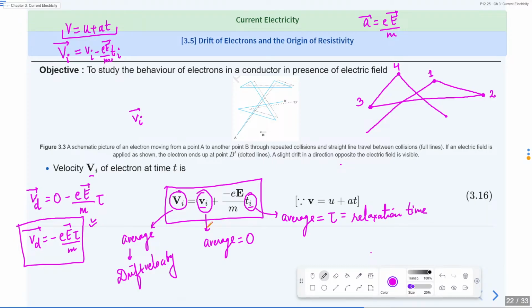Clear? Any doubt in it? That is the expression for drift velocity. Any doubt? No doubt? Okay.